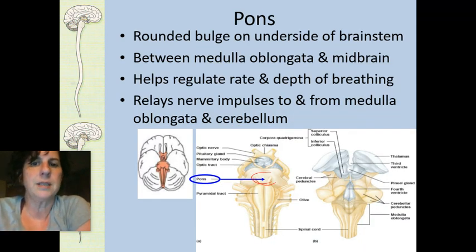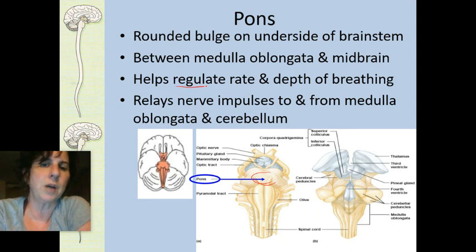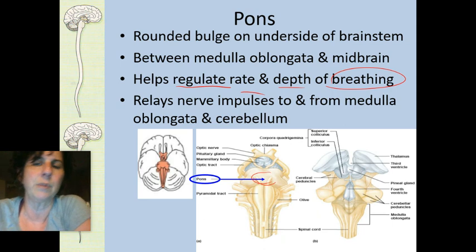The pons itself is in the brainstem, in between the medulla oblongata and the midbrain, but its job is to help regulate breathing. So the rate and the depth of the breathing.